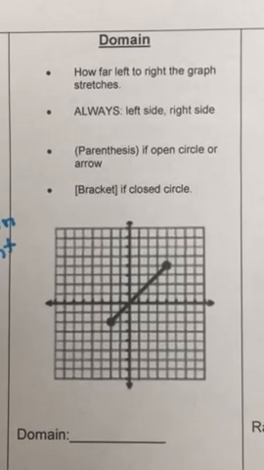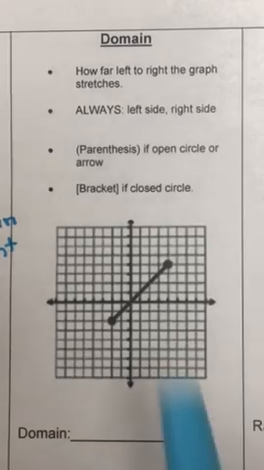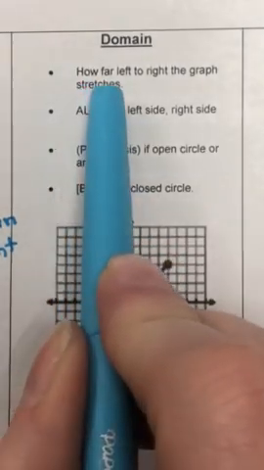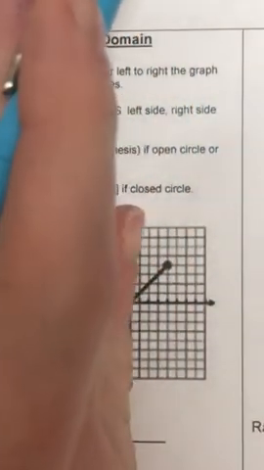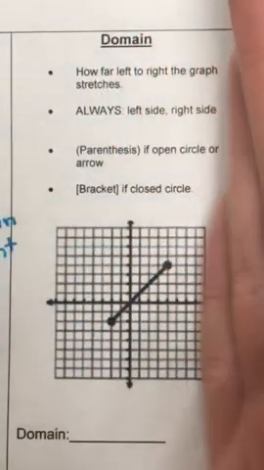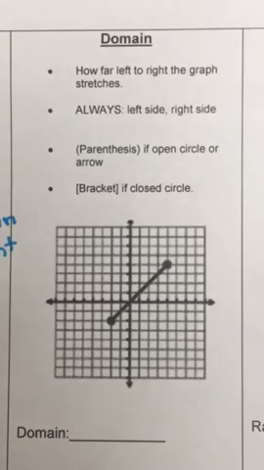This video is going to review domain. Now, the domain of a graph, as it says right here, is how far left to right the graph stretches. So you're looking at how far to the left and how far to the right. So you're kind of looking for some boundaries. What is the boundary on the left and what is the boundary on the right, in a sense?